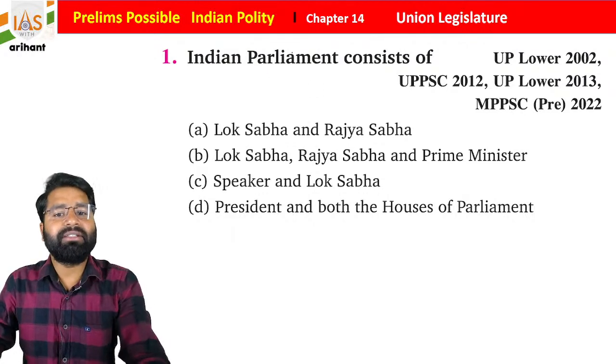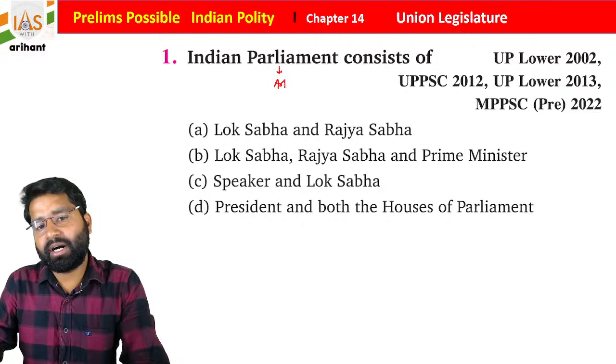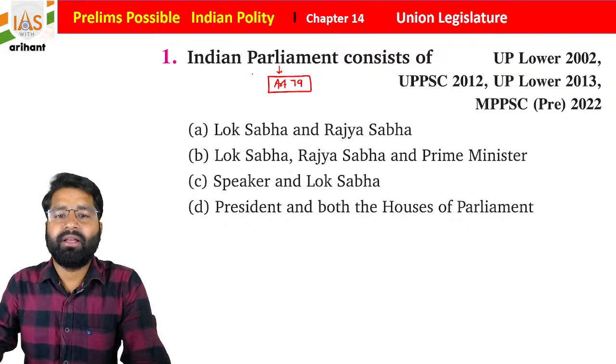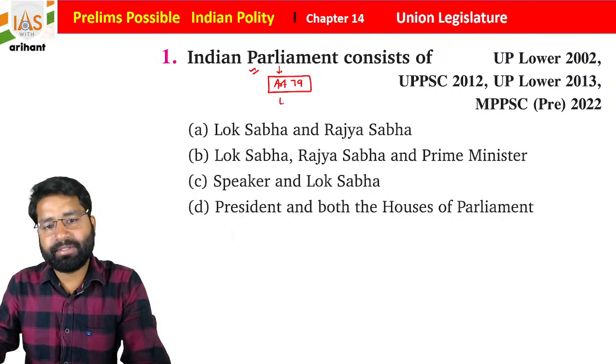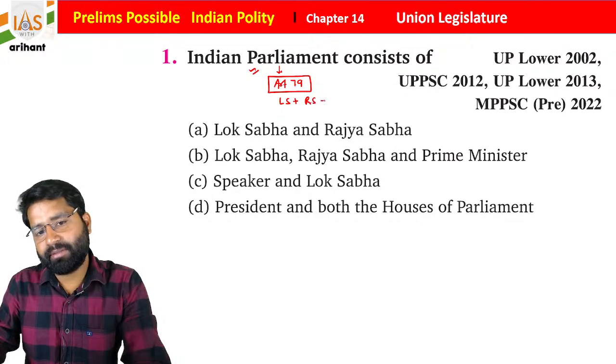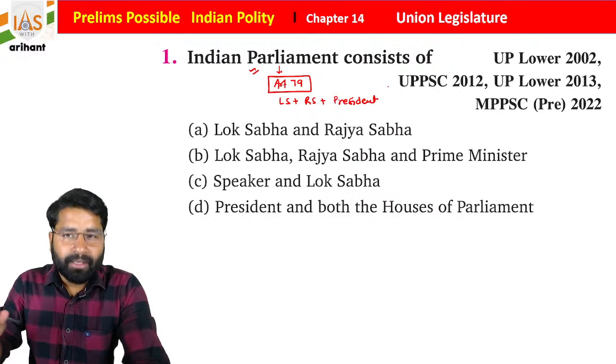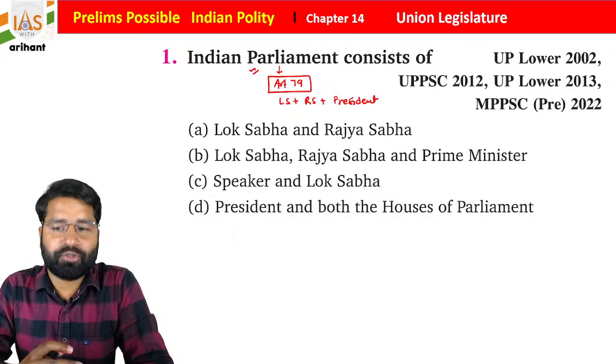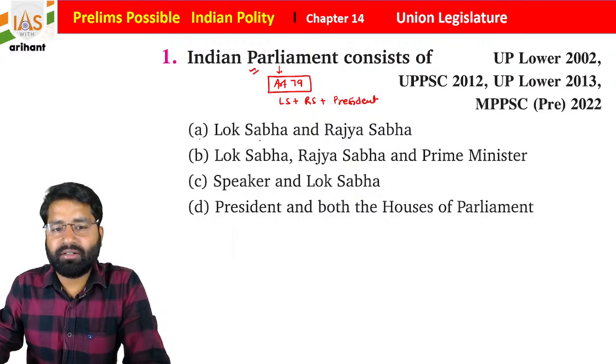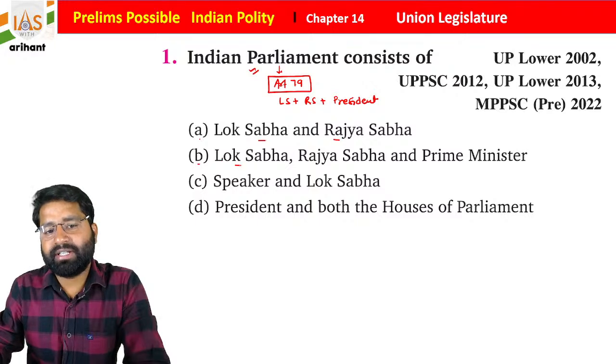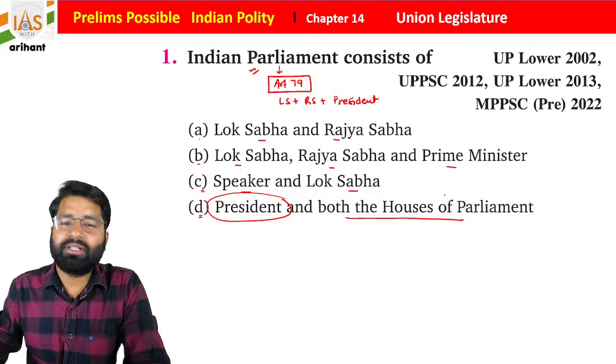The Indian Parliament consists of, so we already discussed Article number 79. Article 79 mentions that the Parliament consists of Lok Sabha, Rajya Sabha, and the President of India. We all know this. Now you need to respond according to the options. Option A says Lok Sabha and Rajya Sabha. Option B says Lok Sabha, Rajya Sabha and Prime Minister. Option C says Speaker and Lok Sabha. Option D says President and both Houses of the Parliament. So what is the right answer, students?